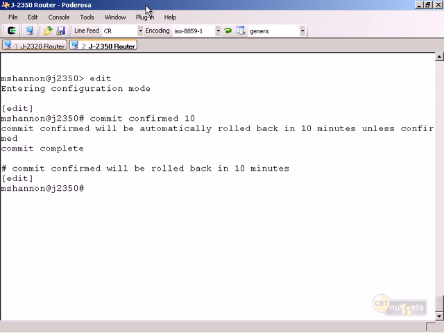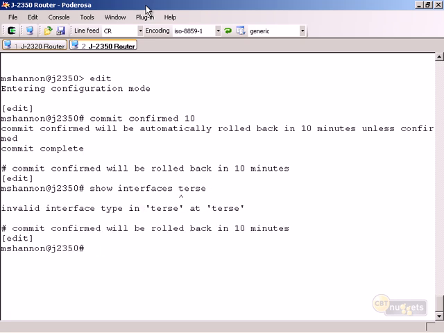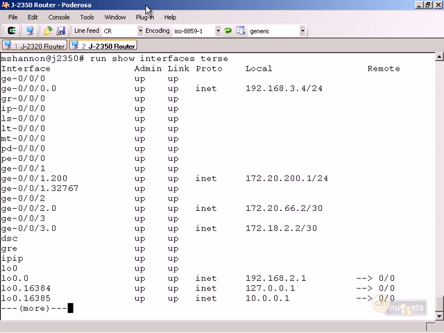So let's just first take a look at this. I can do a show interfaces, and how about a show interfaces terse command? Do a run show interfaces terse command. Okay, you have to do that run there if you're in configuration mode, to do a show command that you would normally do in operational mode.